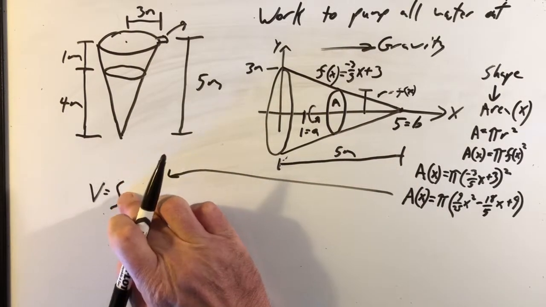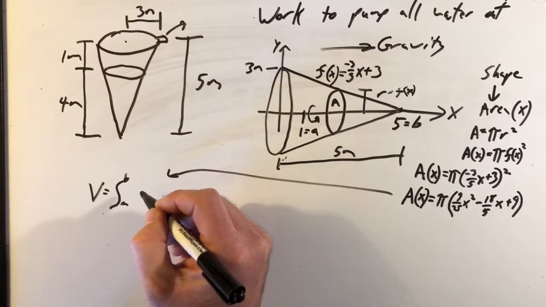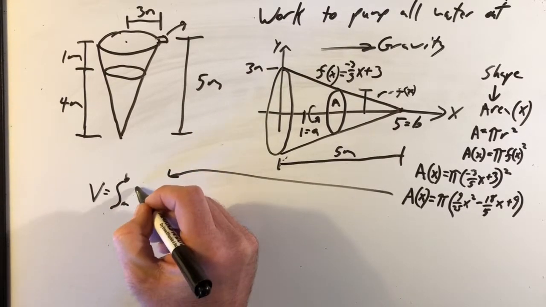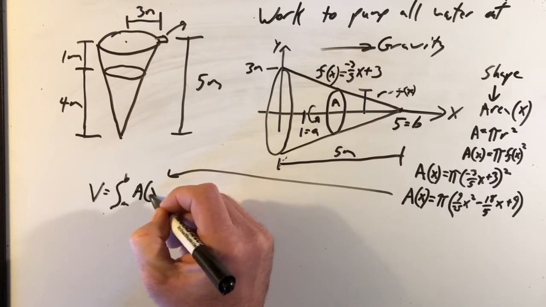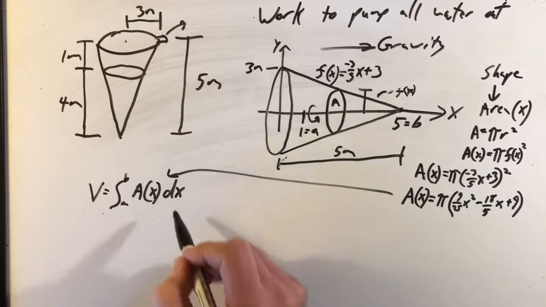So I have this. No, I'll keep it generic for now. So I'll do area as a function of x, dx. So what is dx?